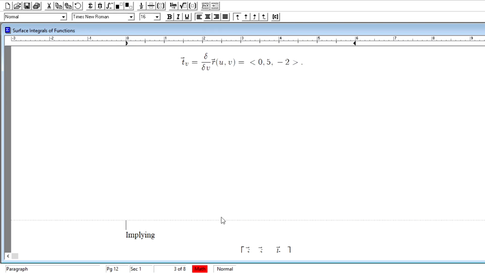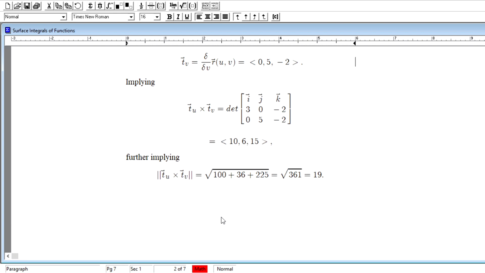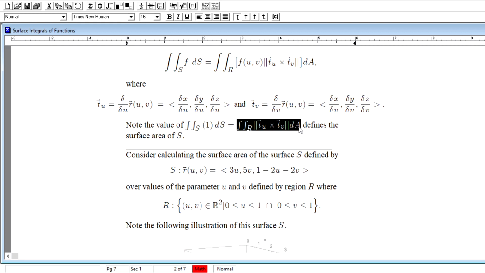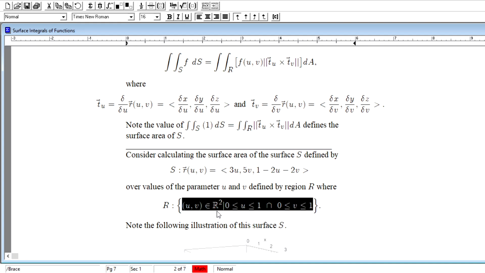If we think about the cross product, it is this determinant calculation, which would result in the vector 10, 6, 15, where if I take the magnitude of the vector 10, 6, 15, I will get the square root of 361, which is equivalent to 19 in value. And 19 will become the scalar multiple I incorporate into the integrand here for the double integral over what's now going to be region R, where region R is simply this region of space where u and v are between 0 and 1 in value.